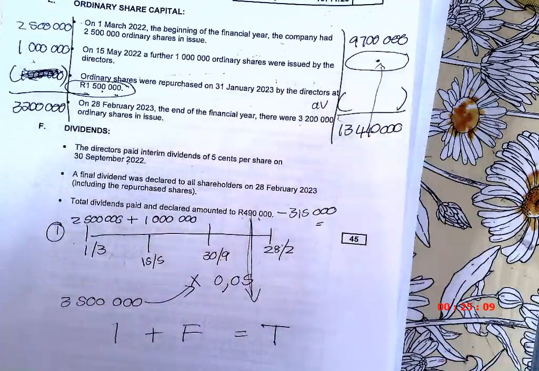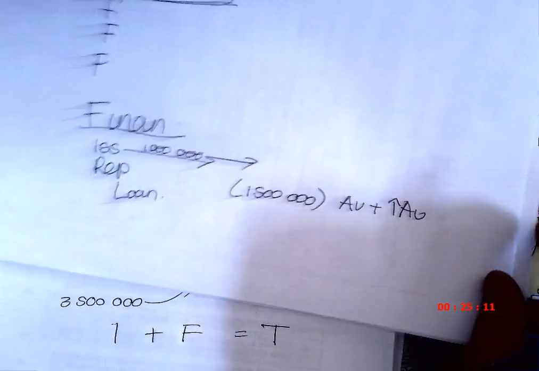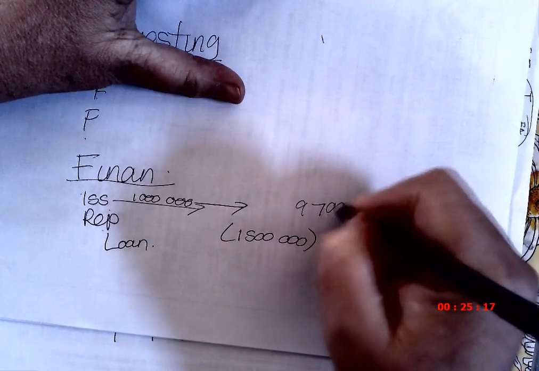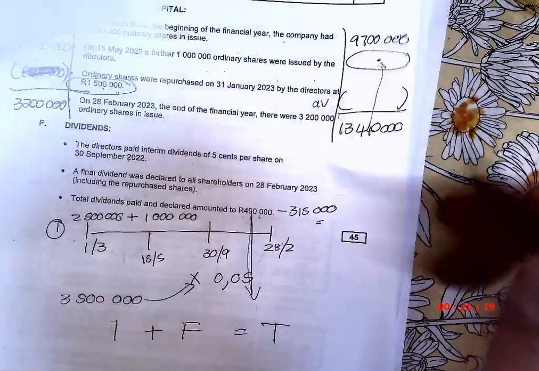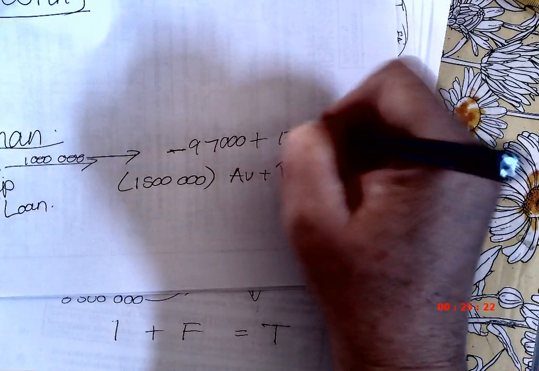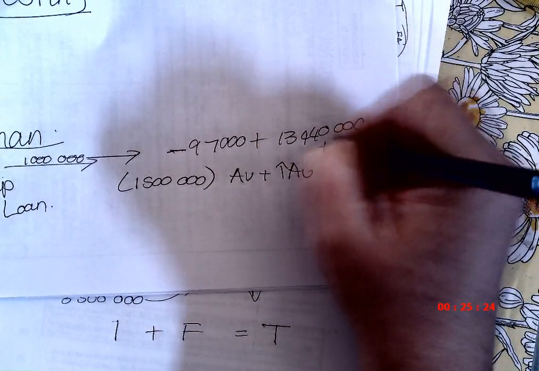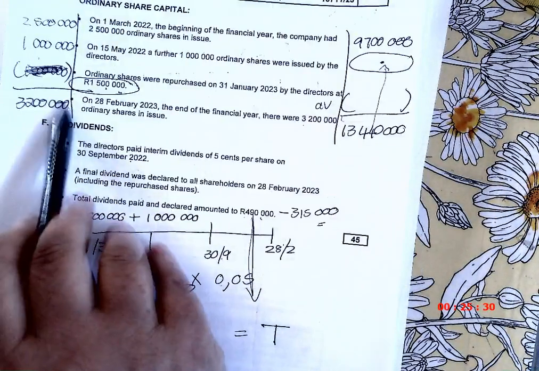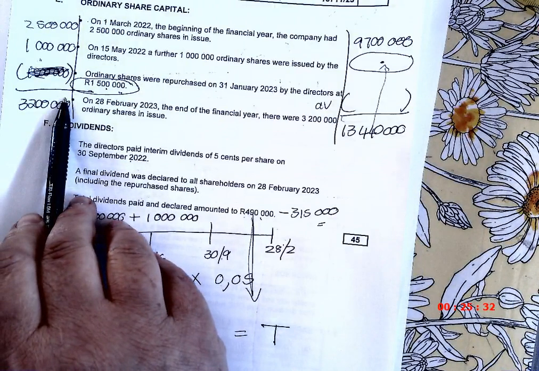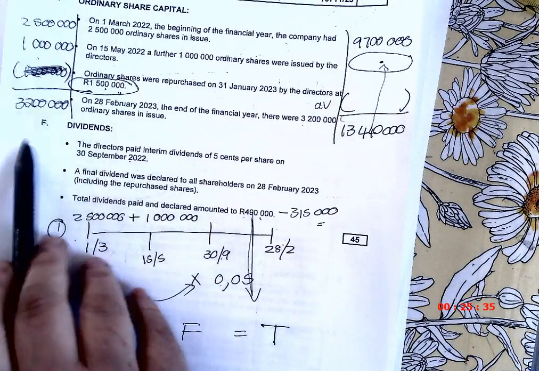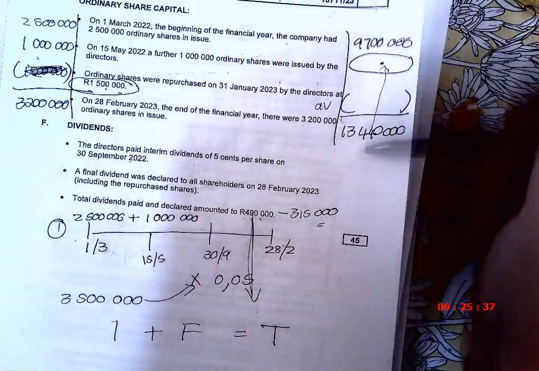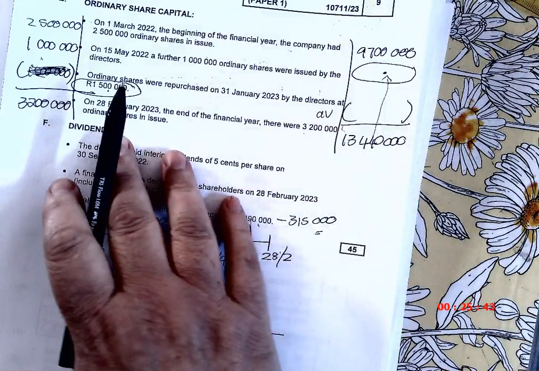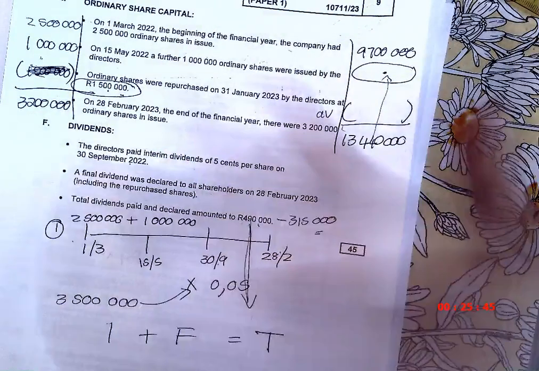Now when I write my answer down here, I just say the 9.7 plus the 13,440 plus the repurchase. Then I just rewrite that, because the marker will not be able to see this. So she won't be able to give you part marks. So you need to put that column here again. This is just making your life easier to calculate it before you transfer it.